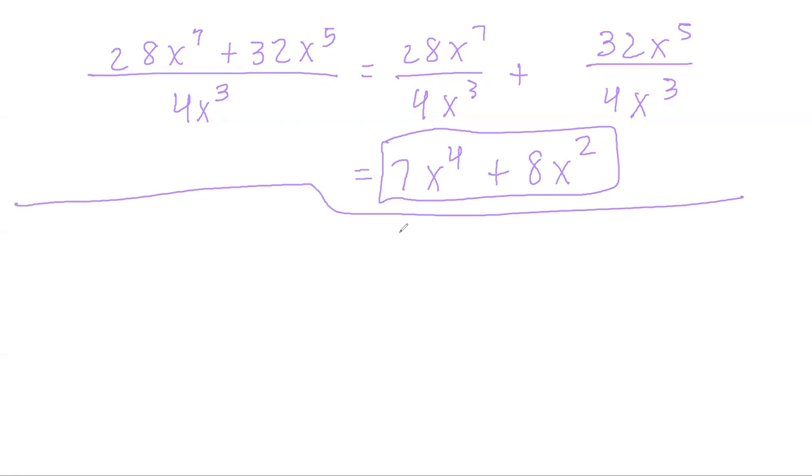Okay, and then how about we do 2x cubed plus 6x squared plus 4x divided by 2x. So I'm going to write this as a fraction.